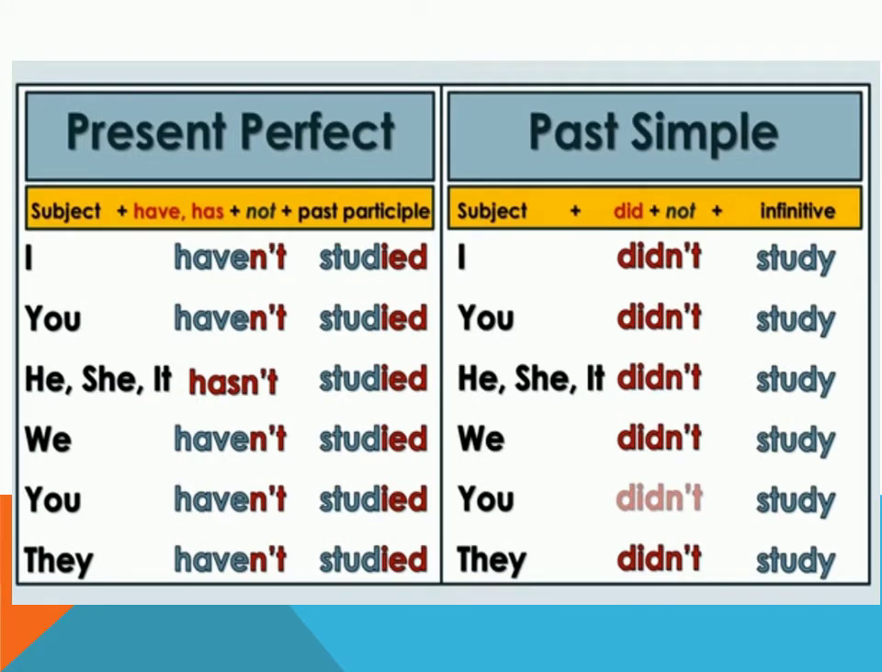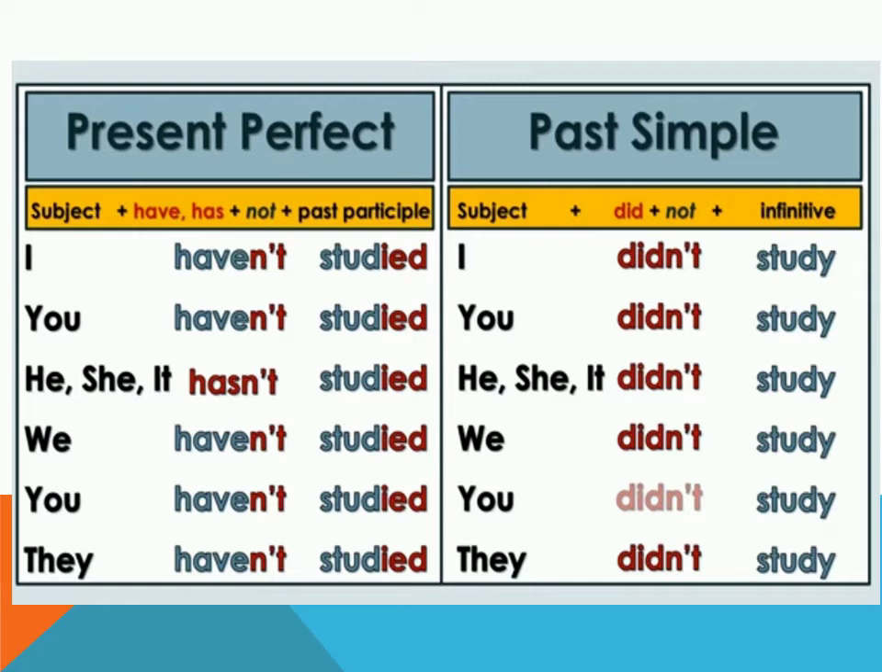For negative sentences, we have in the present perfect the subject, have or has plus not, and the past participle. For example, I haven't studied, you haven't studied, he, she, it hasn't studied. We use hasn't because that is the third person singular. We haven't studied, you haven't studied, and they haven't studied.